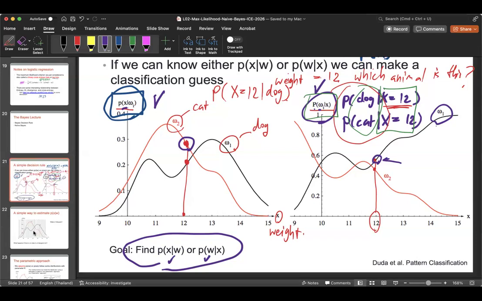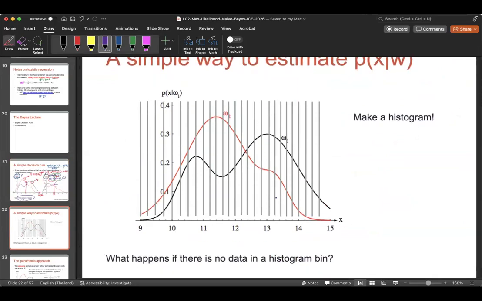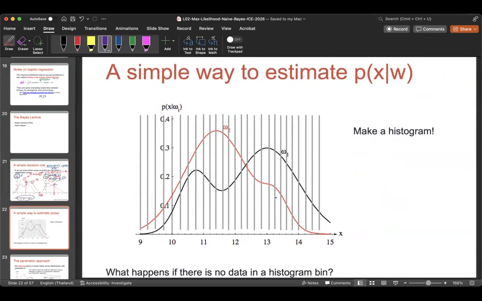So one way is to make a histogram. We estimate the histogram and then we compare, right? So that's one way.